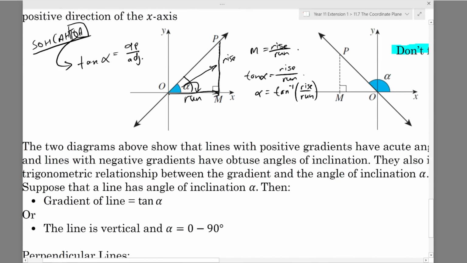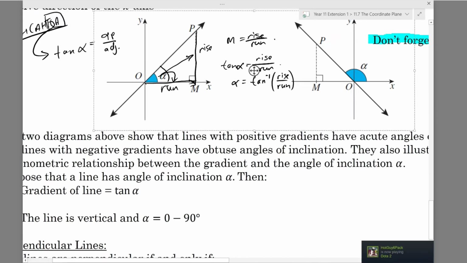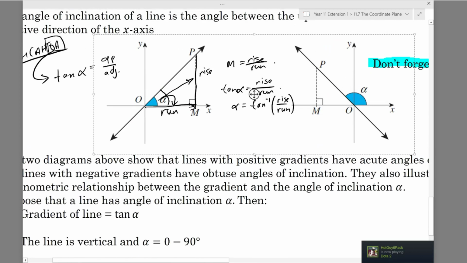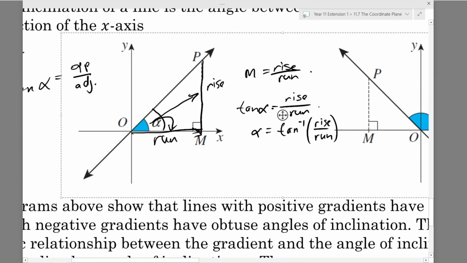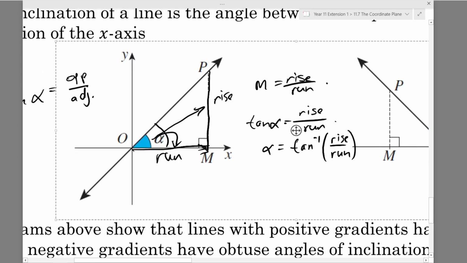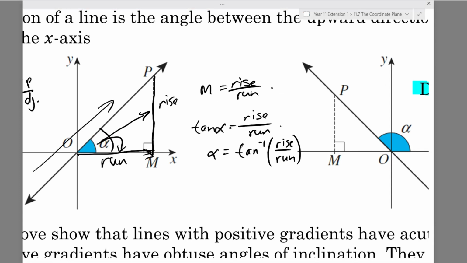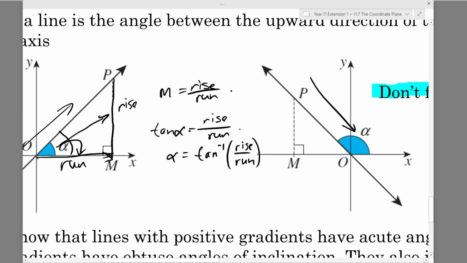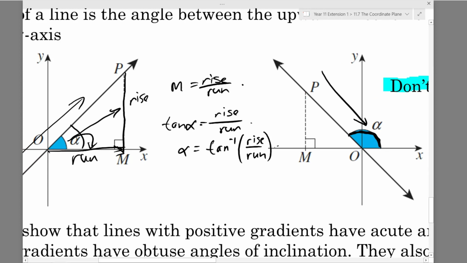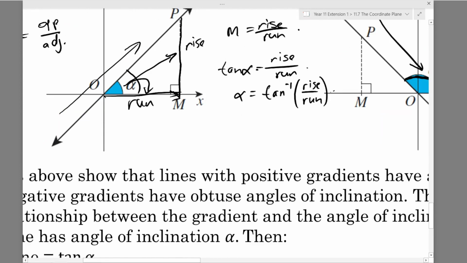So the two diagrams above show that lines with positive gradients have an acute angle. If we have our first one, our gradient for this one is going up from left to right, so it's positive, and the angle on the inside is acute. Now, if you have a look at this one, we've got our negative gradient going down. So as you can see, our angle from our x-axis to the positive part of our line is obtuse. But you still use this formula to do it the same way. I'll show you how the obtuse one works later in the example.